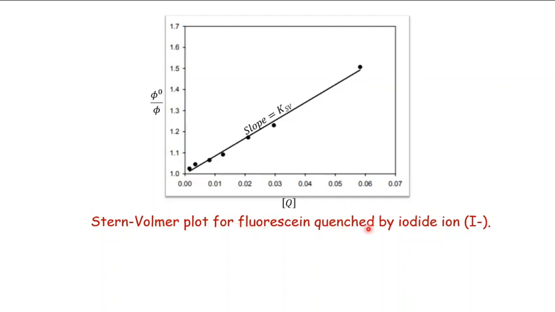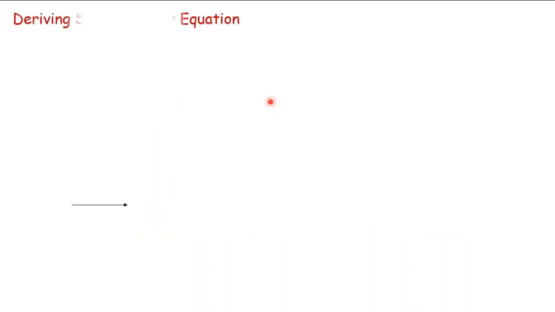Stern-Volmer plot for fluorescein quenched by iodide ion. This particular plot is for fluorescein, which is our fluorophoric excited molecule, when it is quenched by iodide ion. This is the plot that we get. So, for deriving the Stern-Volmer equation, we will consider a molecule M. It will absorb some energy and will be excited to some excited state.